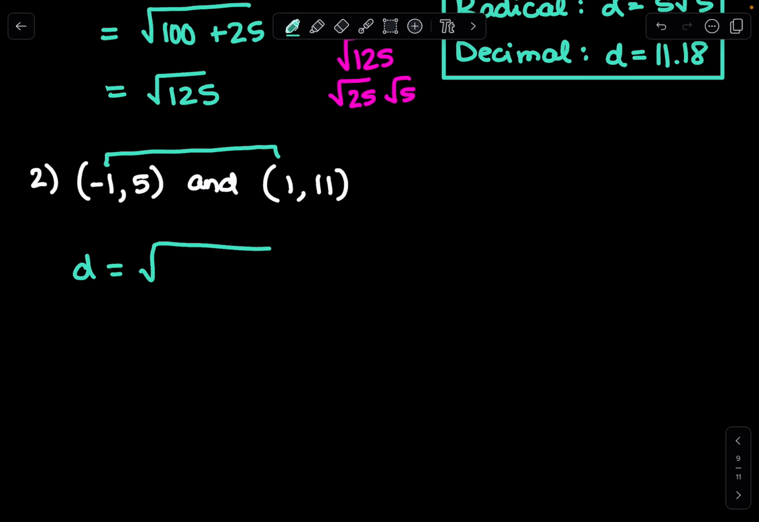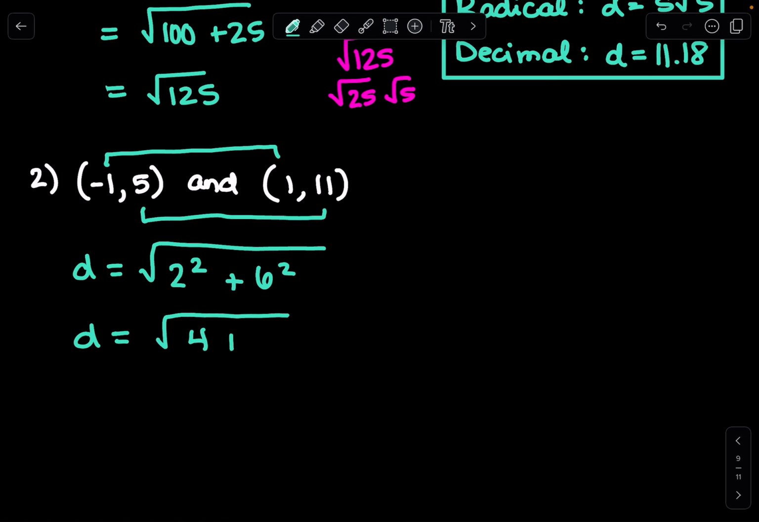So what I'm going to do is set up the distance formula and put 2 squared. 5 and 11 are 6 units apart, plus 6 squared. Now I don't have to mess around with all of that simplifying. So I've got 4 plus 36. My distance is the square root of 40.